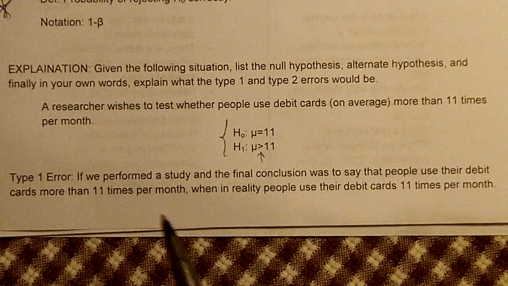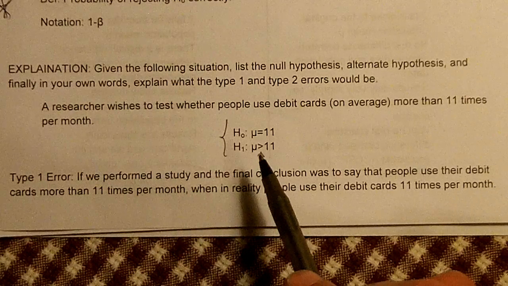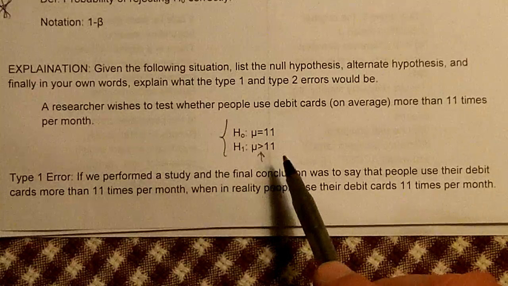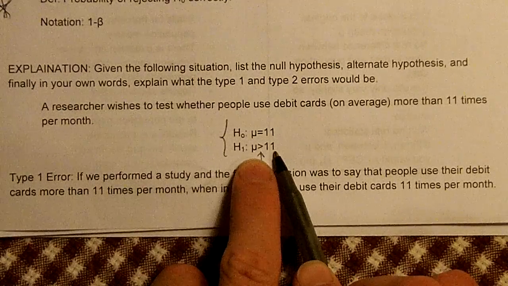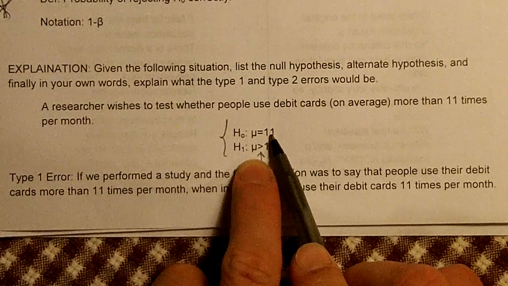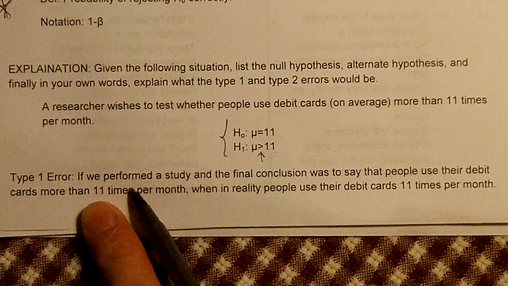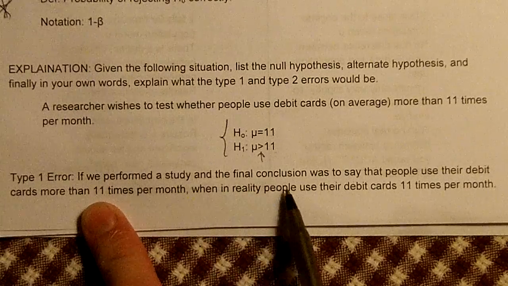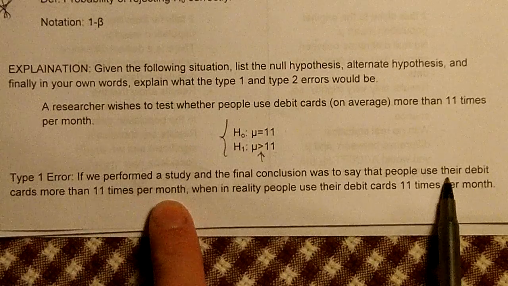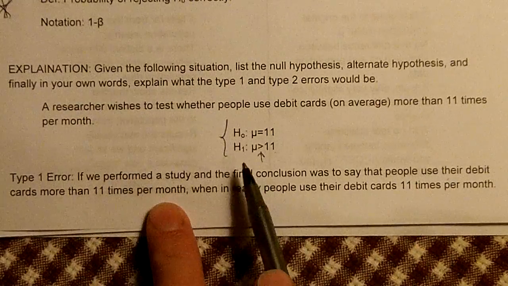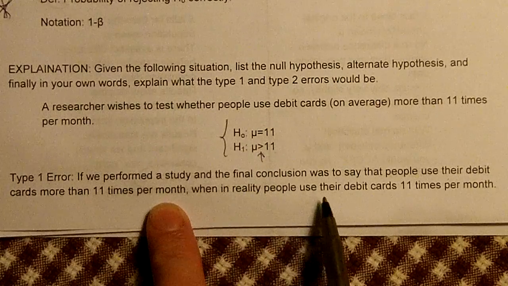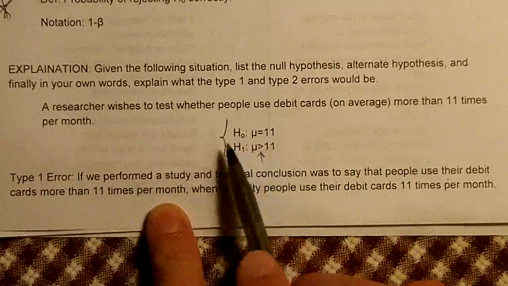Now, for type 1 error, this is when you reject the null hypothesis when it was in fact the truth. So if we reject it, that means we're going to state that people use their card more than 11 times per month, when in all reality, they only use it 11 times per month, right? So if we performed a study and the final conclusion was to say that people use their debit cards more than 11 times per month, that's what our conclusion said, right? We rejected the null and accepted the alternate, but in reality, people only use their debit cards 11 times per month. We should have kept that null.